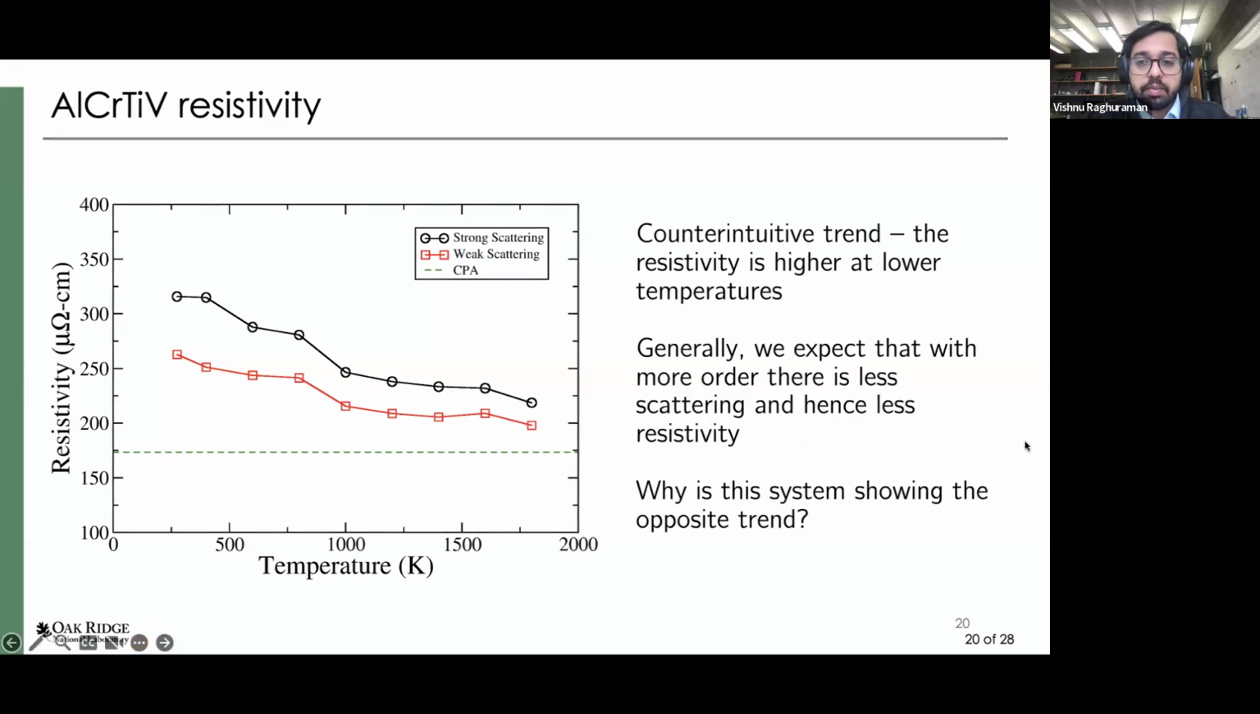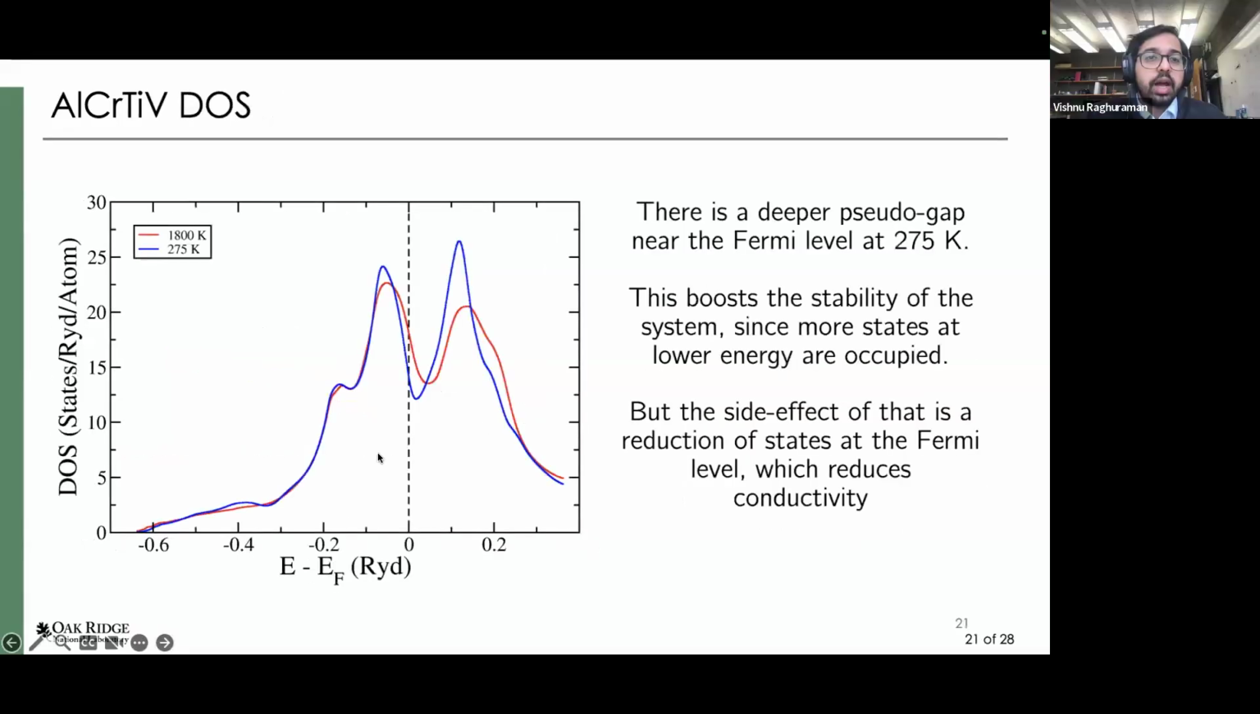And we expect that when there is more order, there should be less resistivity. So why is the system showing the opposite trend? To see that, we can look at the density of states. Here I have the density of states of the two extreme cases. The blue line represents the lowest temperature we studied, which is 275 Kelvin, and the red represents the highest temperature we studied, which is 1800. Here you can see that as you go from 275 to 1800, your Fermi energy pseudo gap has become less deep, and there are more states occupied at higher energies.